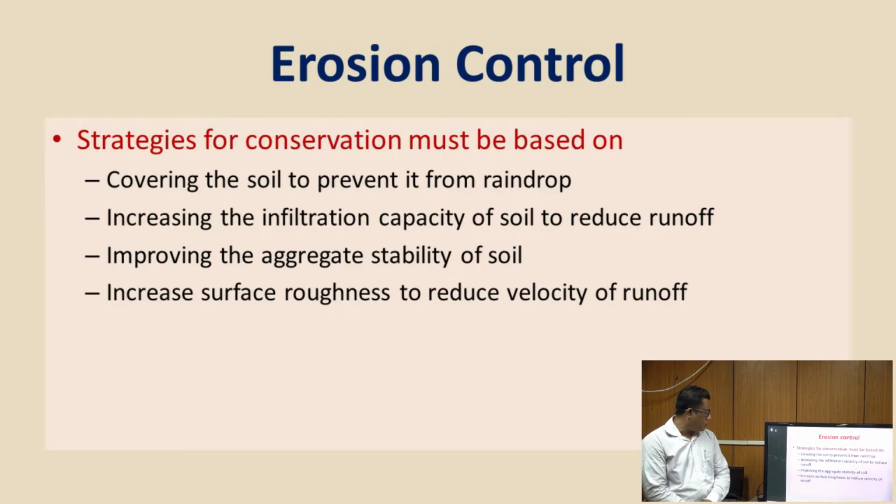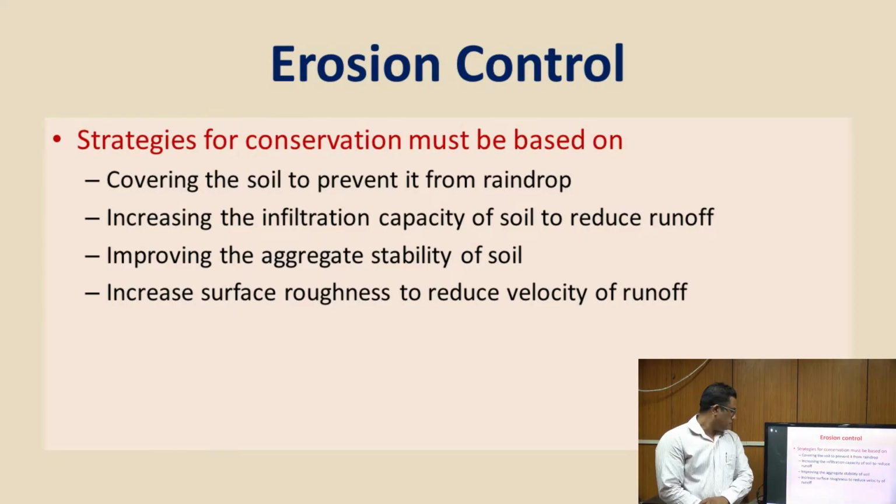Next strategy could be to increase surface roughness to reduce the velocity of runoff. As we have already discussed, runoff is the excess rainfall water which flows from the land. Now the fourth point that we were discussing is that we should increase the surface roughness. If water flows through a bare soil, it will flow with more velocity and there would be more flow. As a result, more soil particles would be transported from one place to another place.